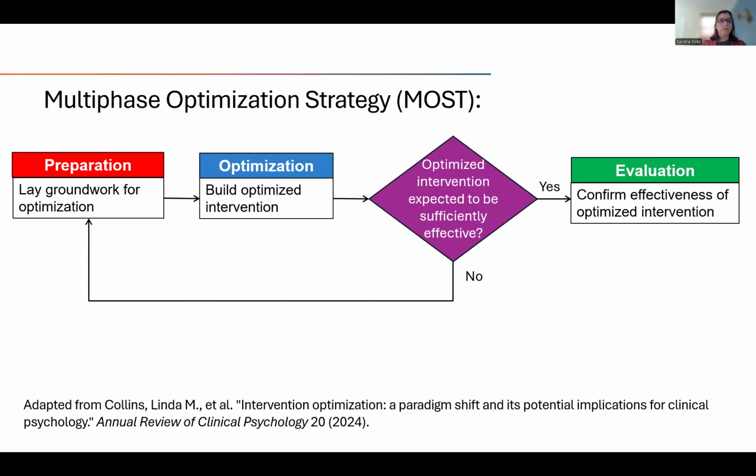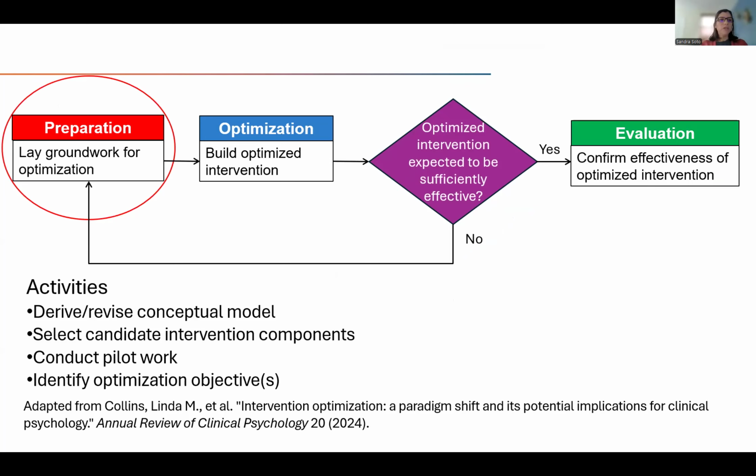So the multi-phase optimization strategy has certain phases, and here they are. And I'm going to review these quickly now and then go over them in a little bit more depth in later slides. So we start out with the preparation phase, in which we're laying the groundwork for optimization. And so in this phase, we're developing our conceptual model, we're selecting the candidate components that we're going to test, we might be conducting some pilot work, and we're identifying our optimization objective or objectives, which is just the criteria that we're going to use at the triangle phase here to either keep or toss components. I'll go over that a little bit more later.